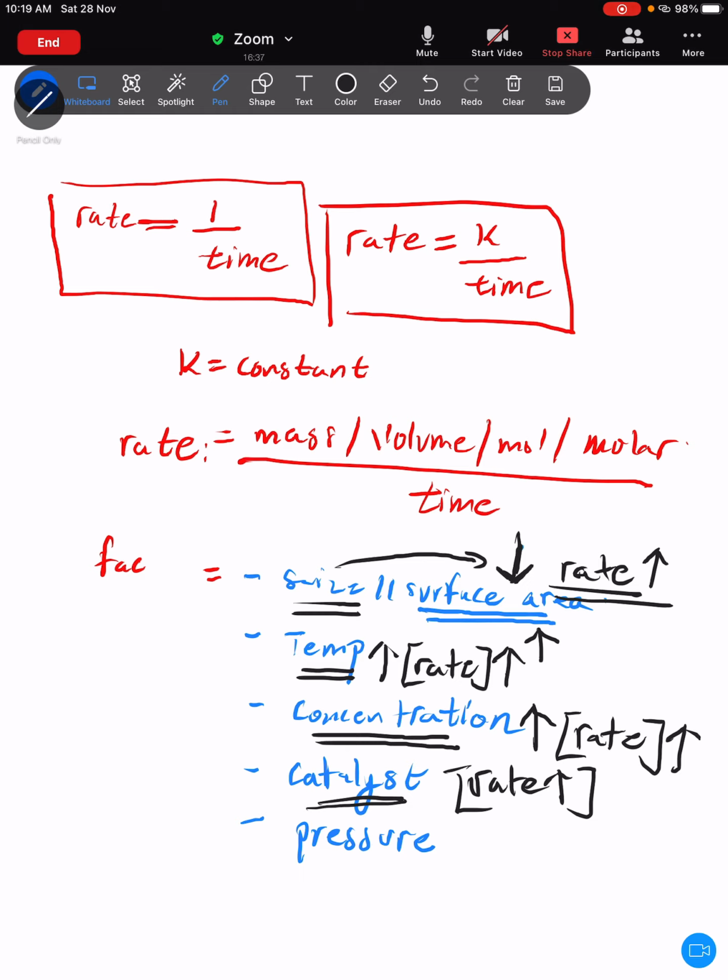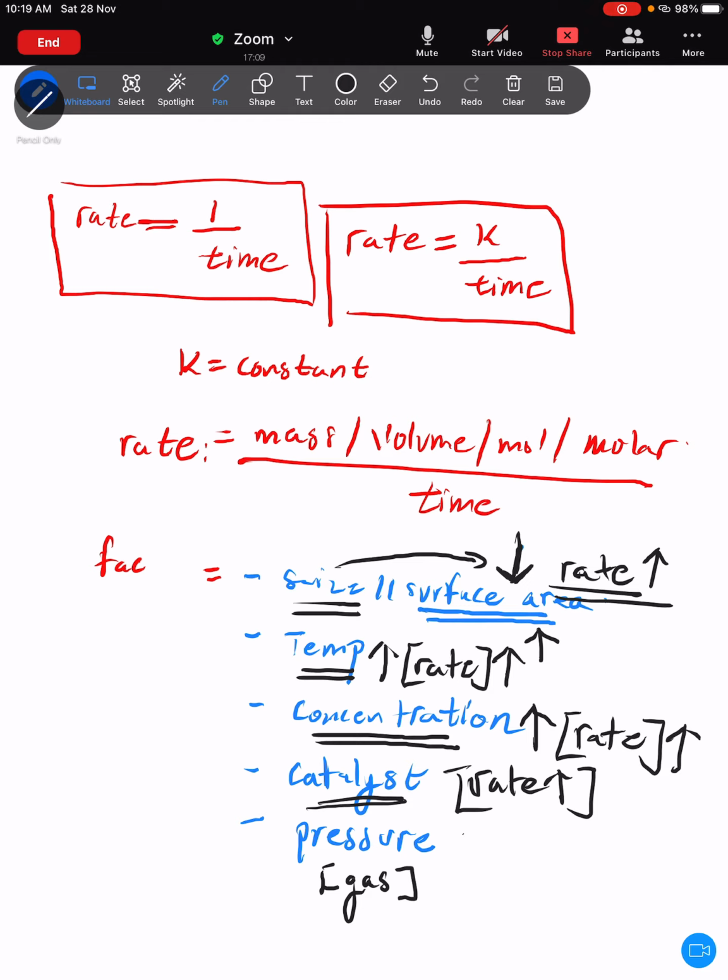Okay, and also pressure, guys. When you are talking about pressure, it's high. Okay, pressure you must keep in mind. It's only valid for a gas system. Why? Because only a gas system you can compress. You can't compress solid. You can't compress liquid substances or aqueous because of the particle arrangement and so on.